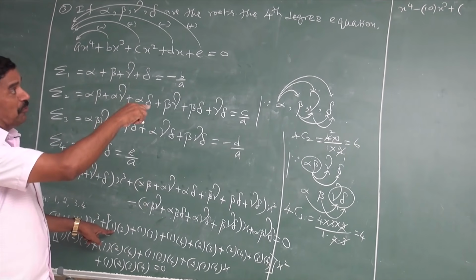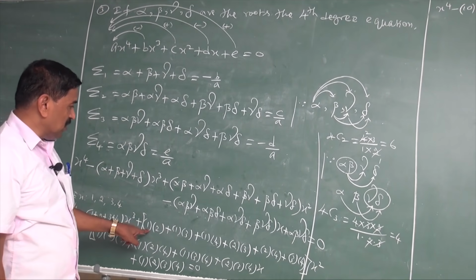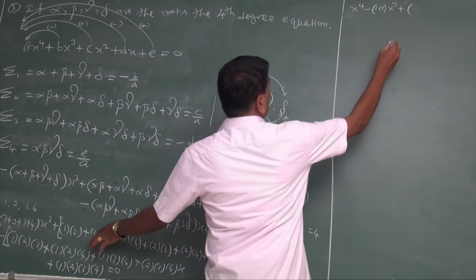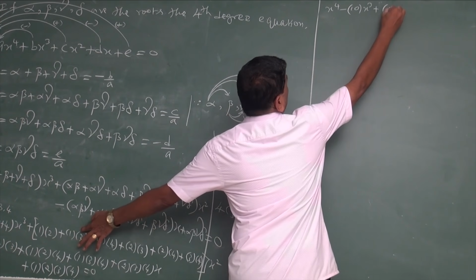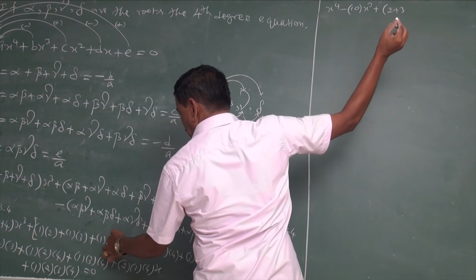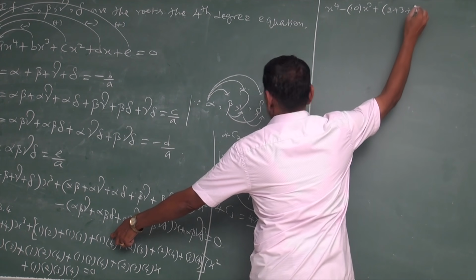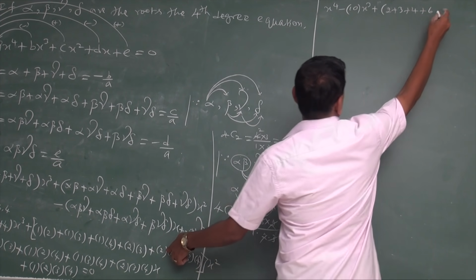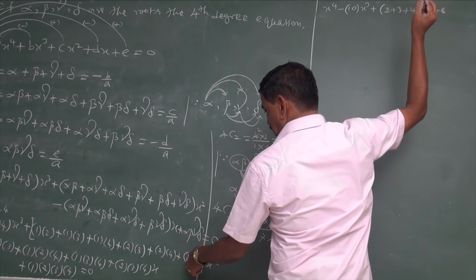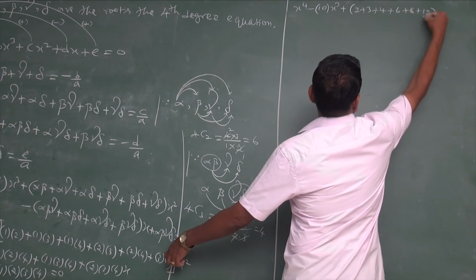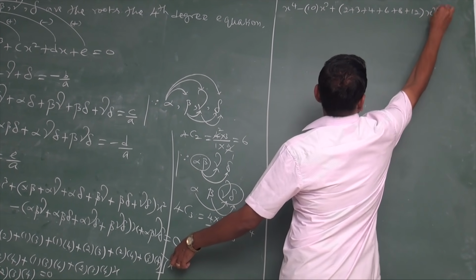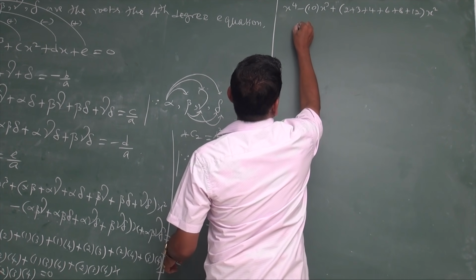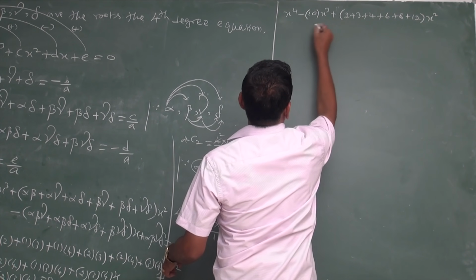The x power 4 and x cube terms are completed. Next we need the x square term. In the x square term, 1 into 2 is 2 and 1 into 3 is 3, so 2 plus 3, and 1 into 4 is 4, so plus 4, 2 into 3 is 6, so plus 6, 2 into 4 is 8, so plus 8, and 3 into 4 is 12, so plus 12, into x square. Listen, the signs go plus, minus, and next plus.